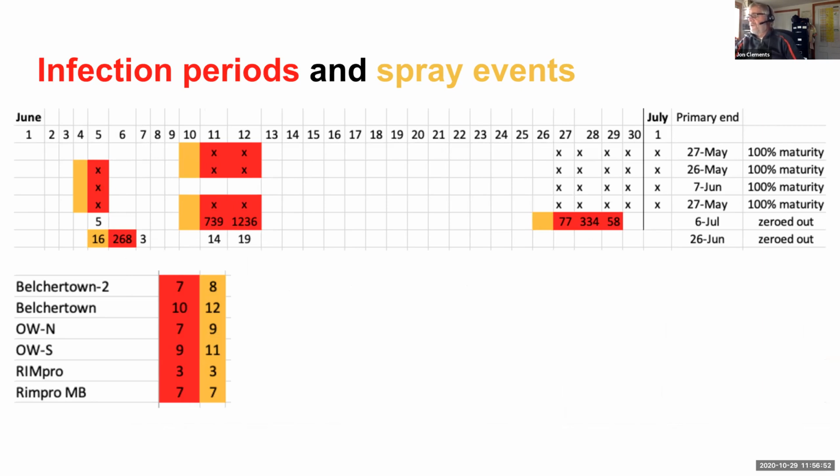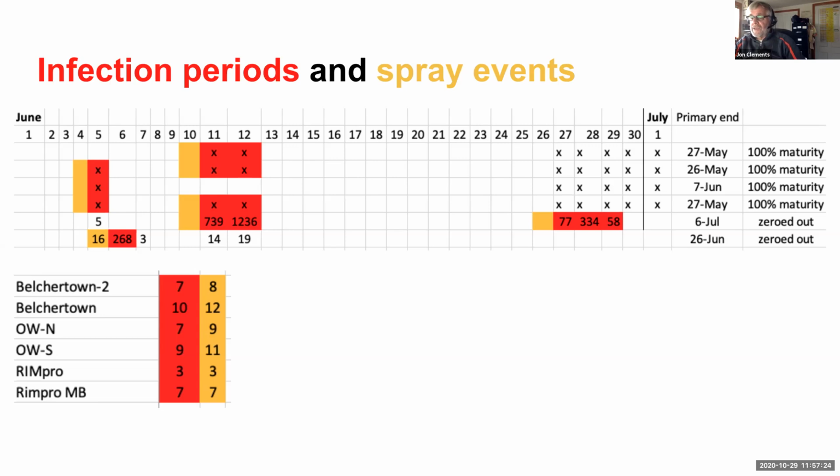But then for RIMpro at the bottom there, you'll notice that the primary infection wasn't zeroed out until the end of June, early July, which made a difference in the number of infection events. But in summary, looking at the lower left there, you can see that Belchertown 2 had 7 infection events, 8 spray events. Belchertown alone had 10 and 12. Orchard Watch North had 7 and 9. Orchard Watch South had 9 and 11.